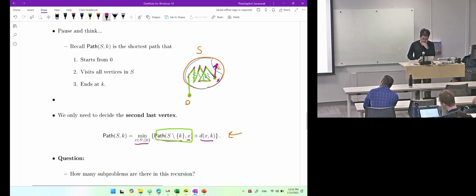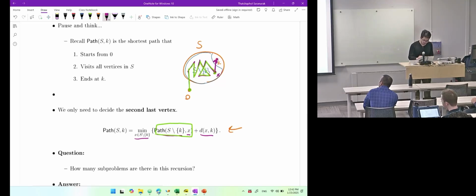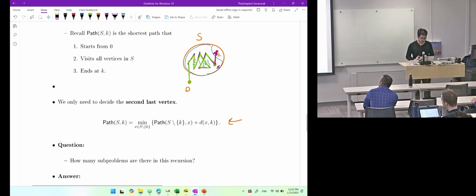Good. So now that's a recursion. And you can ask, okay, we get a recurrence. How many subproblems are we going to look at here? Any quick answer?